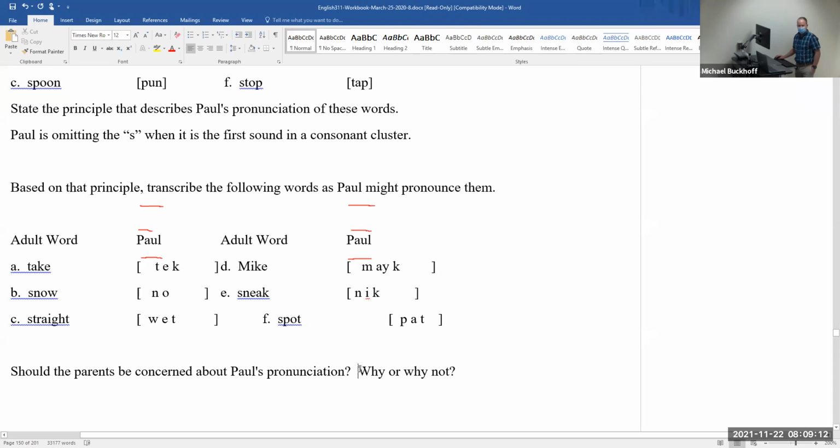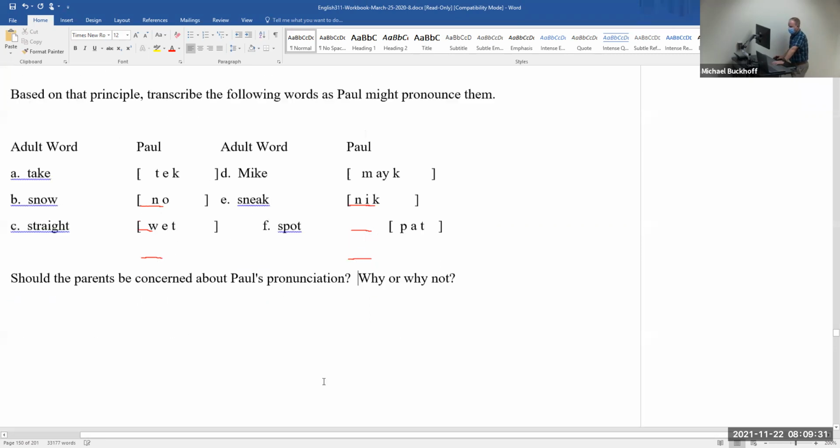No. Yeah, probably not, right? Because he's 2 years old, and what he's doing seems to be typical of what children would do at that age, right? They substitute easier for more difficult sounds. They omit a sound in a consonant cluster and those kinds of things. So it doesn't seem to be anything unusual going on there.